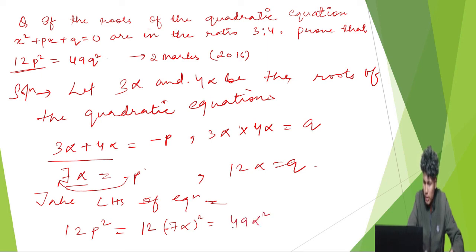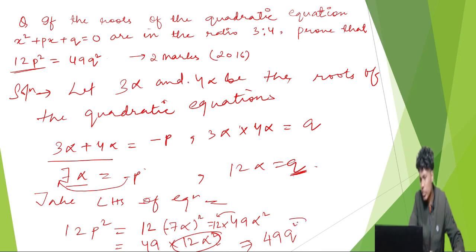49 alpha square into 12. So we can write like this: 12 into 49 alpha square. Take 49 this side and write 49 into 12 alpha square. 12 alpha square we can write as q, which we have done already here. If it is 12 alpha square, then it will be 49 q square. This is also something wrong here.